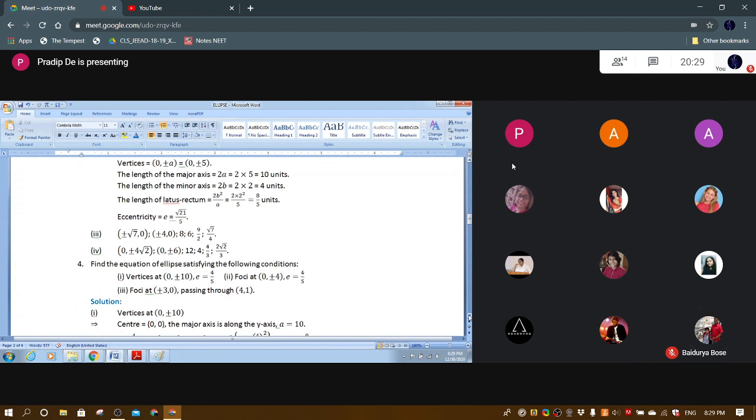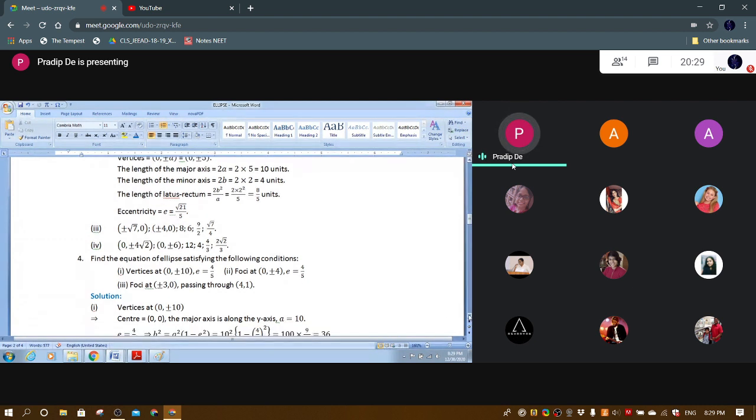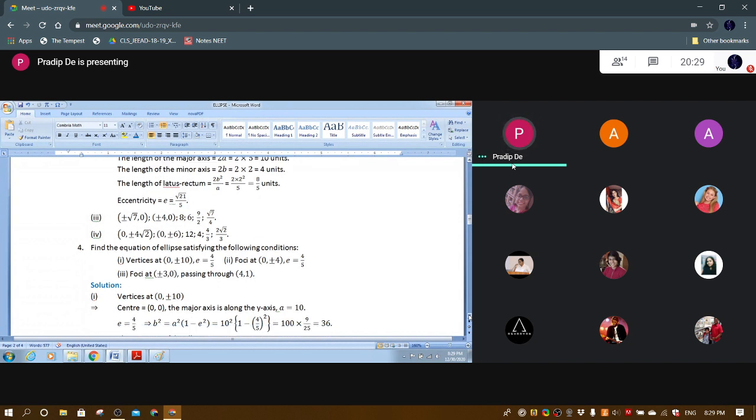Correct. So, first, vertices at 0, plus minus 10. Therefore, center at 0, 0. The major axis is along the y-axis. A is equal to 10. We get all this information. E is 4/5. And we know that there's a relation. See, note it down. Note down this relation. B square is equal to A square bracket 1 minus E square.